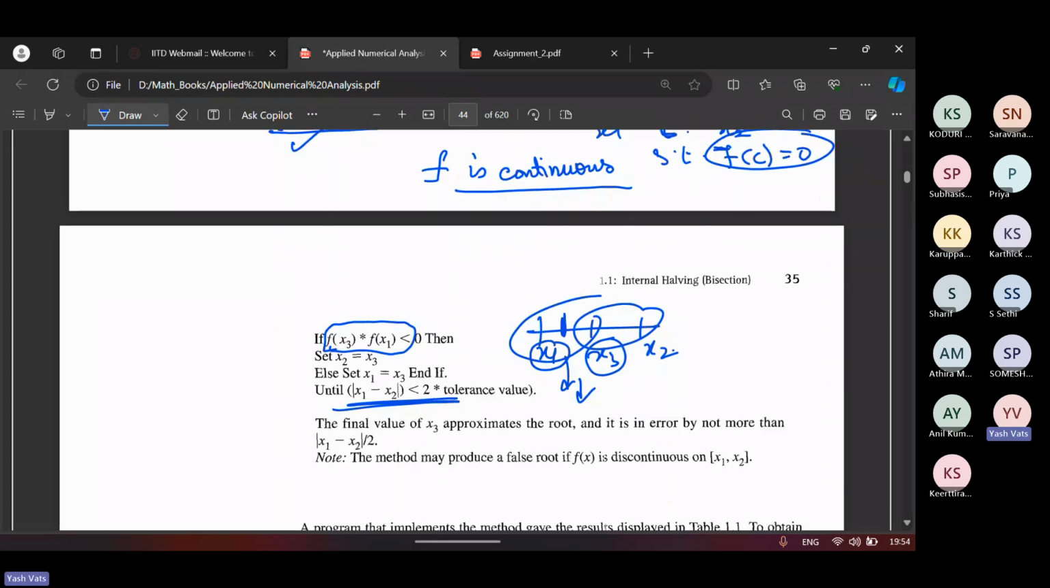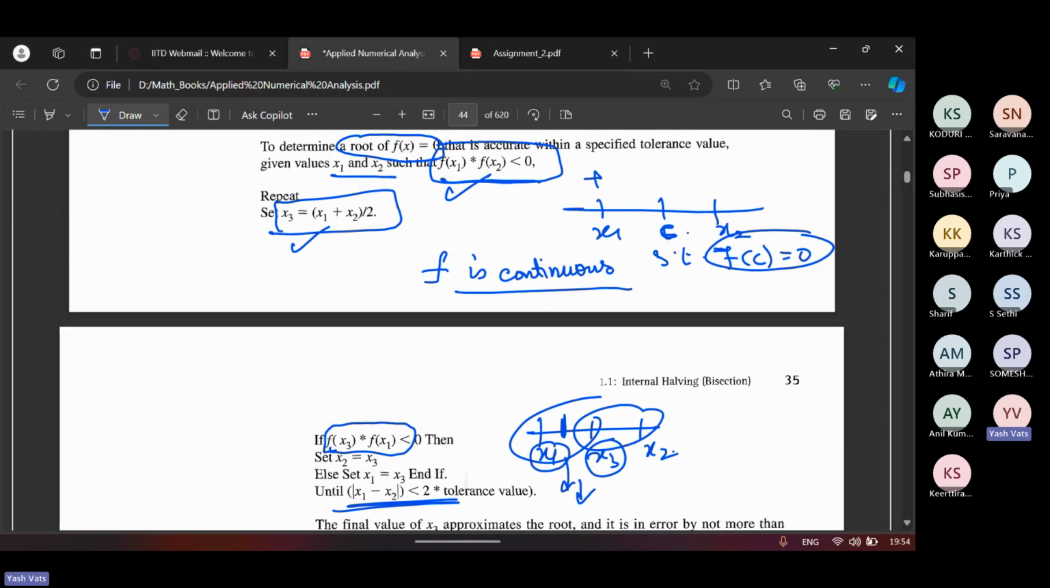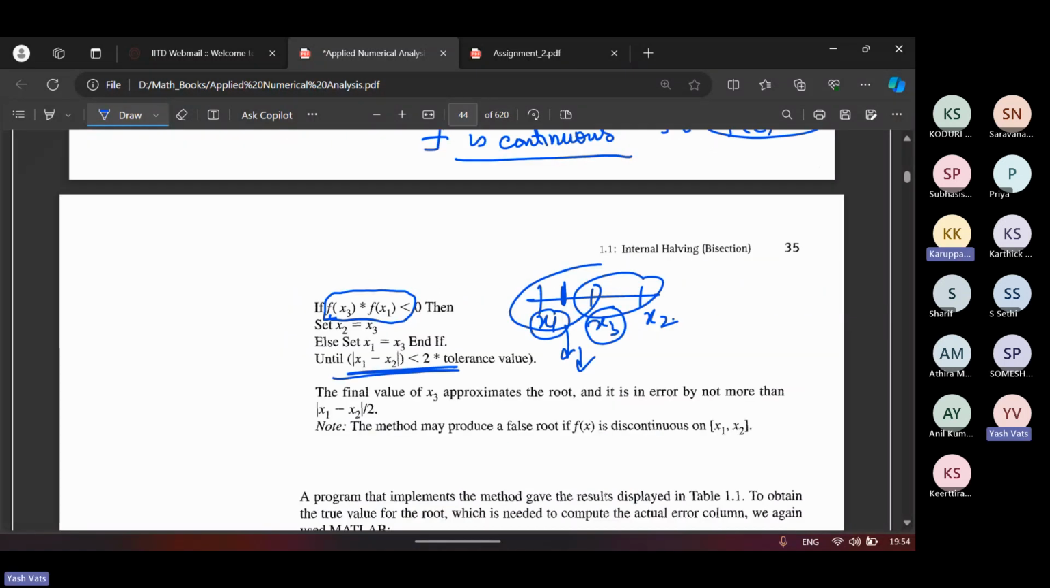So this is a good method, but it may not work if your function is not continuous. If it's not continuous, then it may not work because the intermediate value property may not hold, right? Okay, so we try to do this question here.